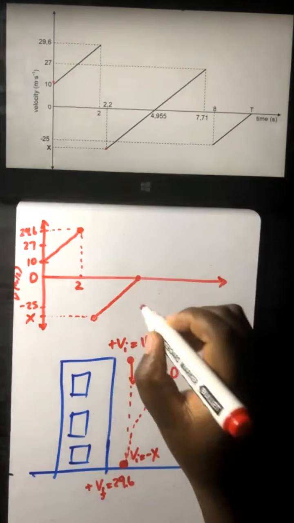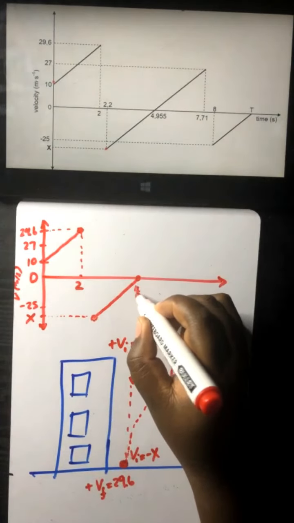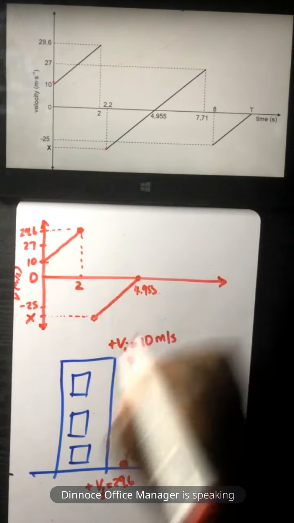And also, we are given the time there, which is 4.955.